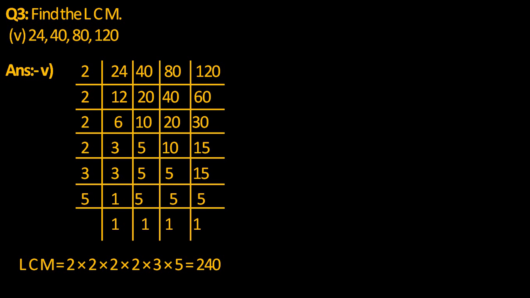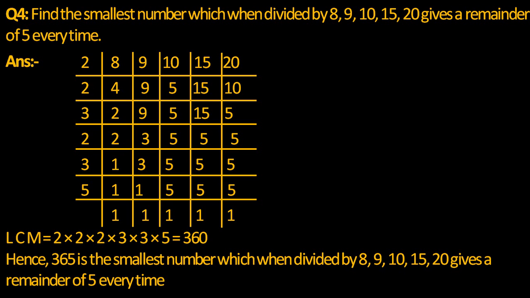Now the numbers are 3, 5, 10, 15. So 2 5s are 10. Rest all the numbers we will take down, 3, 5, 15. Now 3 1s are 3, 3 5s are 15. And in the end you have 5, 5, 5. So 5 1s are 5. Now the LCM is 2 multiplied 4 times multiplied by 3 multiplied by 5, which is equal to 240.